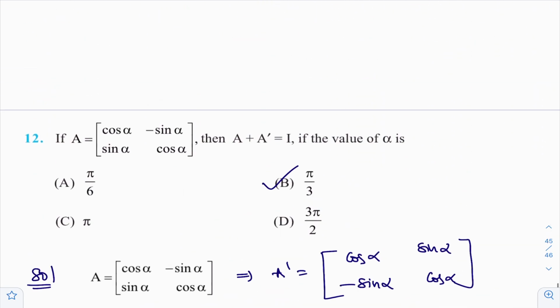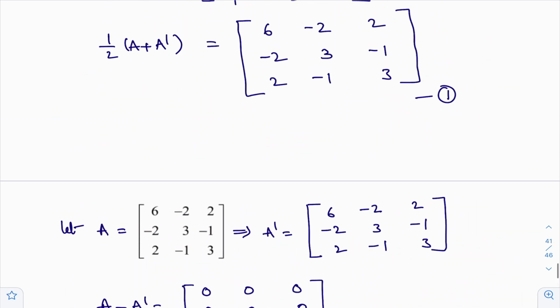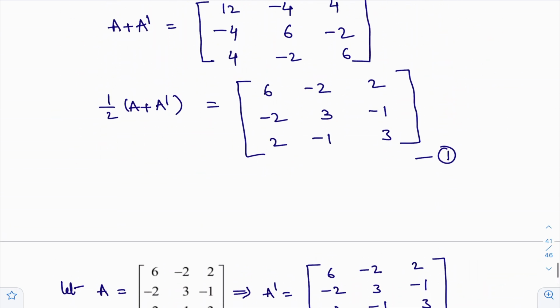So with this, we completed third exercise problems in matrices chapter. I hope you understand all these problems.